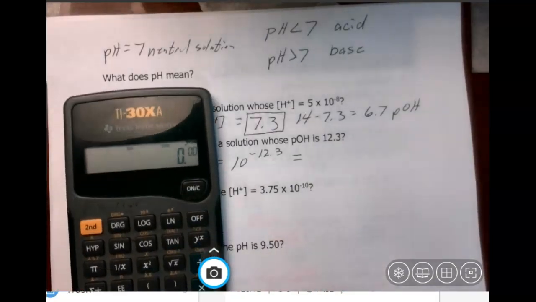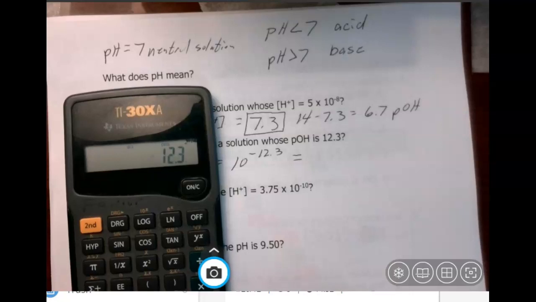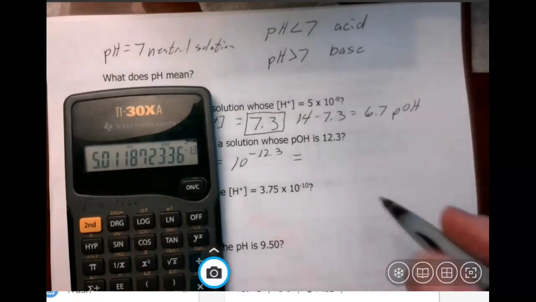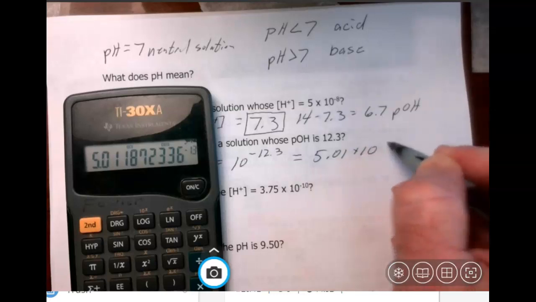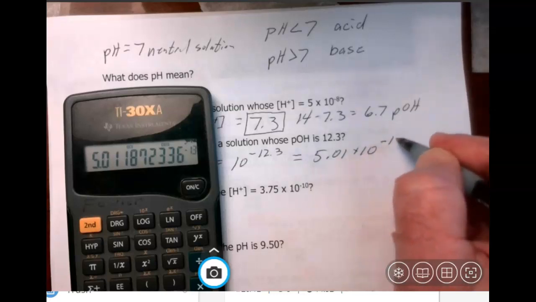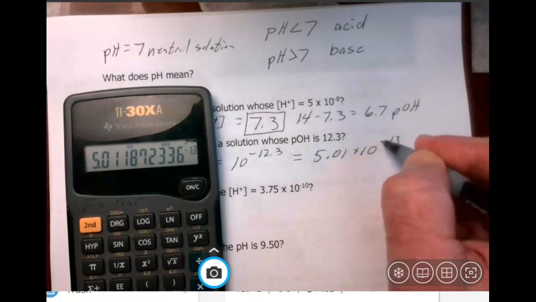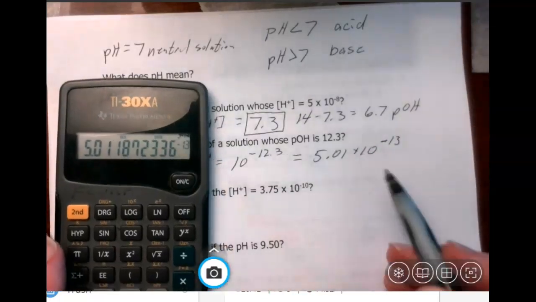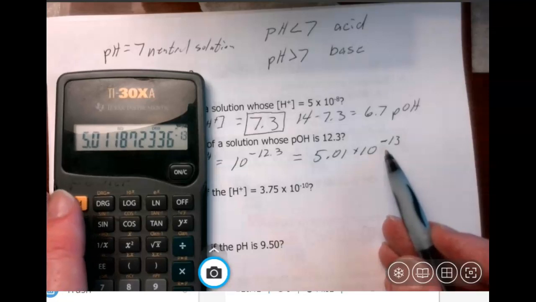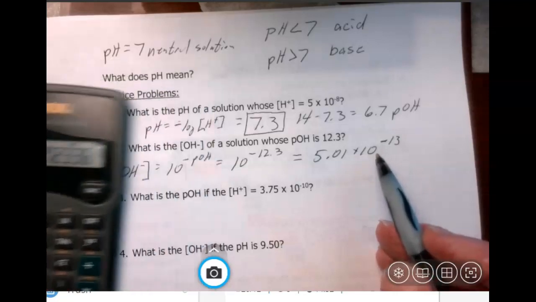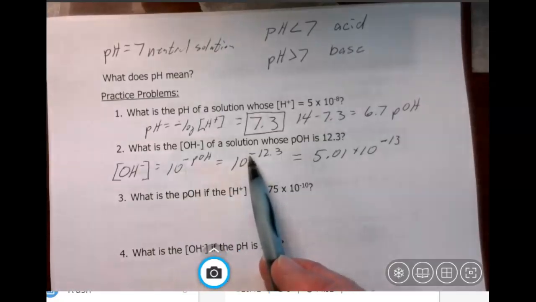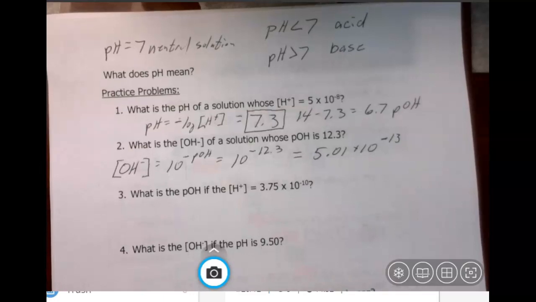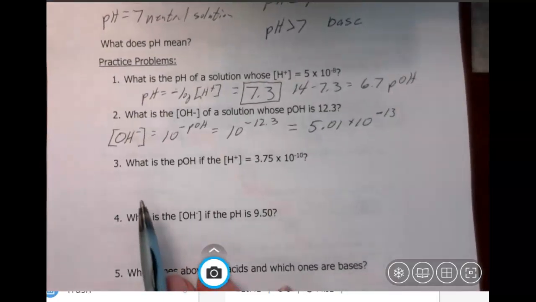So again, take my calculator. 12.3, negative 12.3, 10 to the x function, and I get 5.01 times 10 to the minus 13. So if you don't get a small number, one with a negative exponent, it usually means that you forgot the negative sign when you did your 10 to the x function. So that's important.